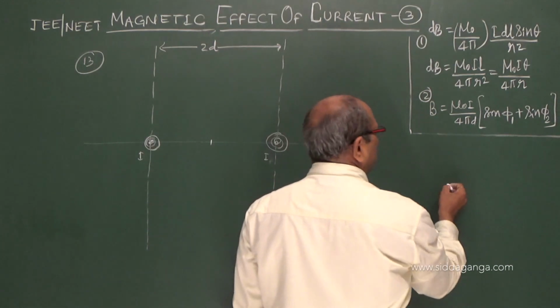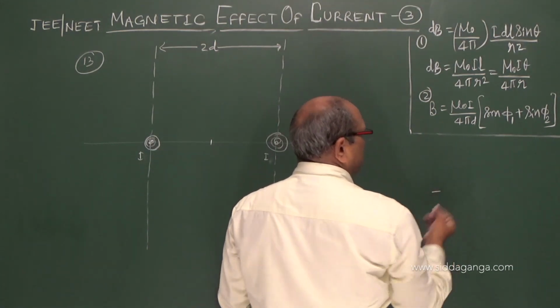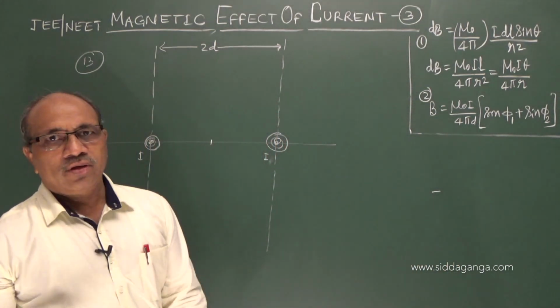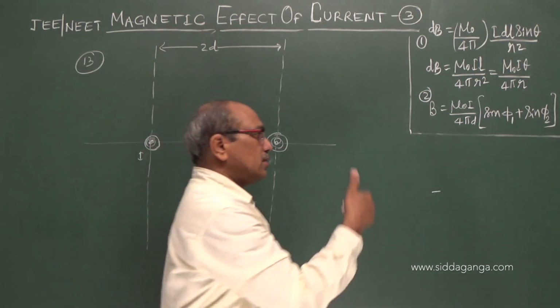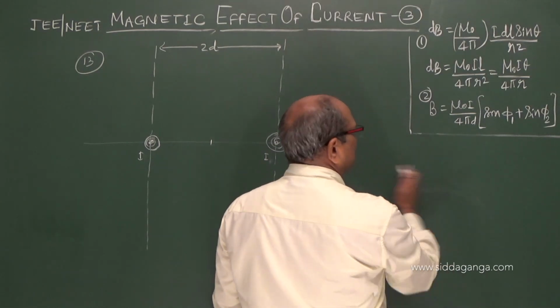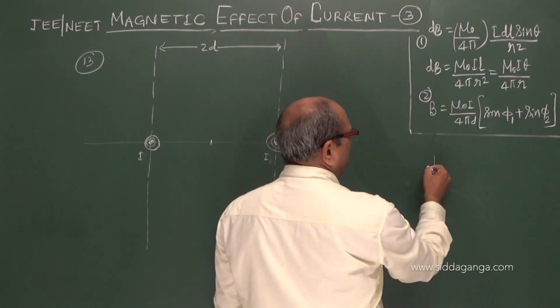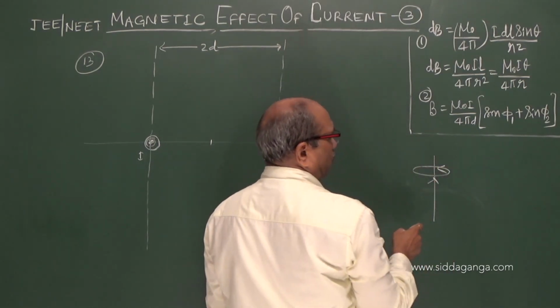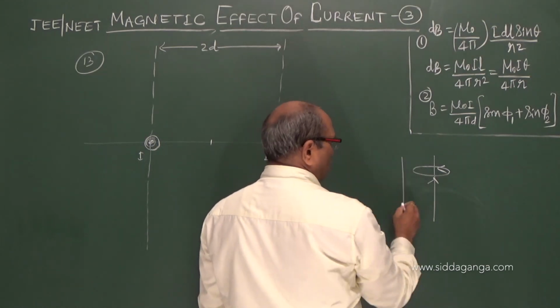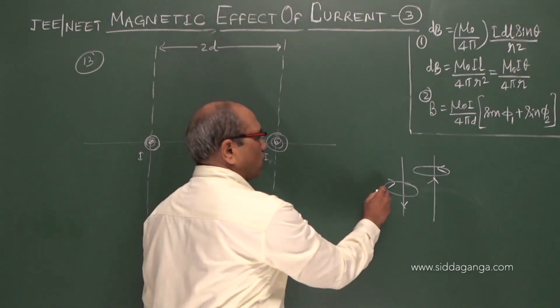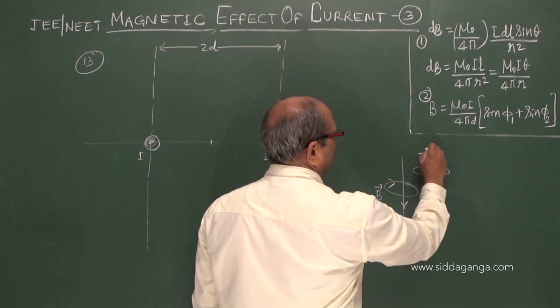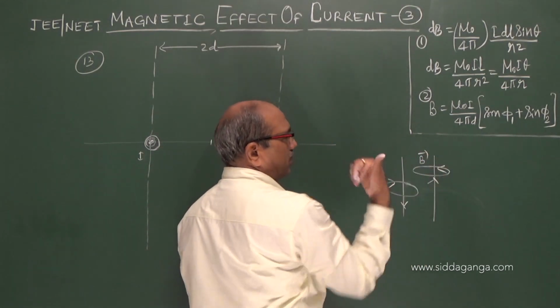Before that, remember this concept correctly. For a straight conductor, you are assessing the magnetic field. If the current is in the plane of the board, going upward, the field is anti-clockwise. If it is downward, the field is clockwise. This can easily be found with the right hand rule.